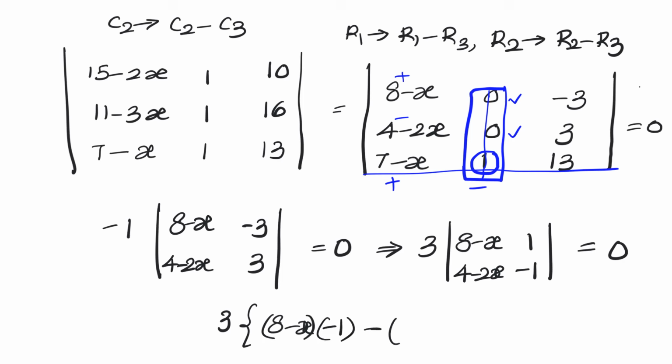We can simplify this. We will get 3 into 3x minus 12 equals 0, or 3x minus 12 is 0. 3x equals 12. That means x equals 4. So, if the given determinant is equal to 0, then the value of x is equal to 4.